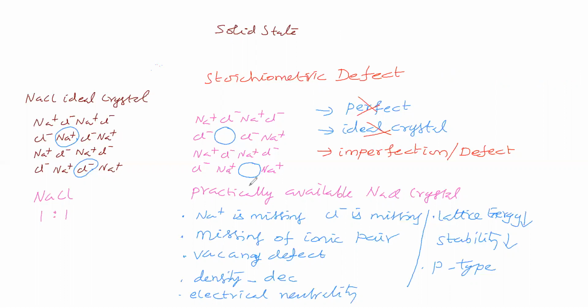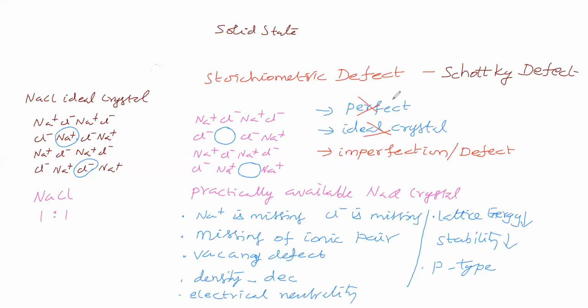Now, in the stoichiometric defect, if ionic pairs are missing, then that defect is called what? If a stoichiometric crystal is having missing of ionic pairs, then we will call the defect a Schottky defect. Schottky defect comes under stoichiometric defects.